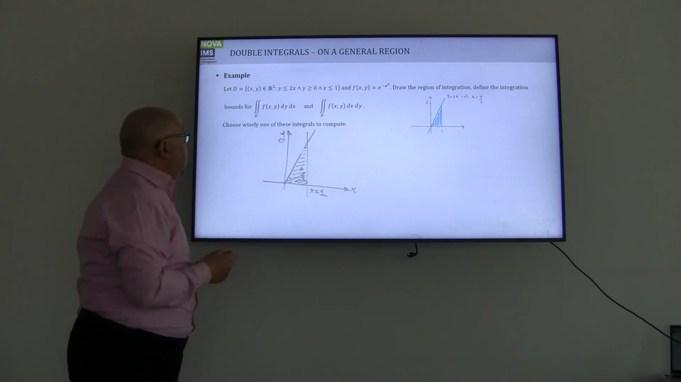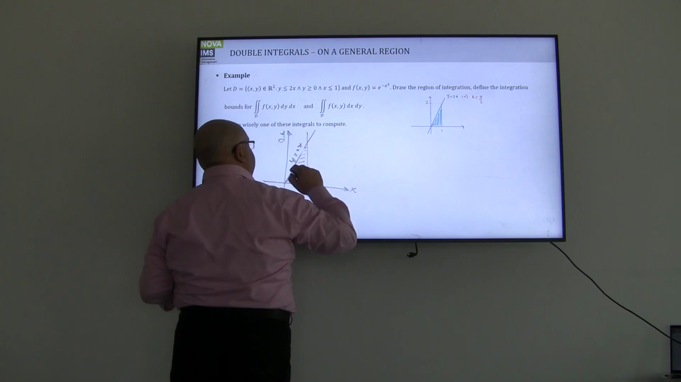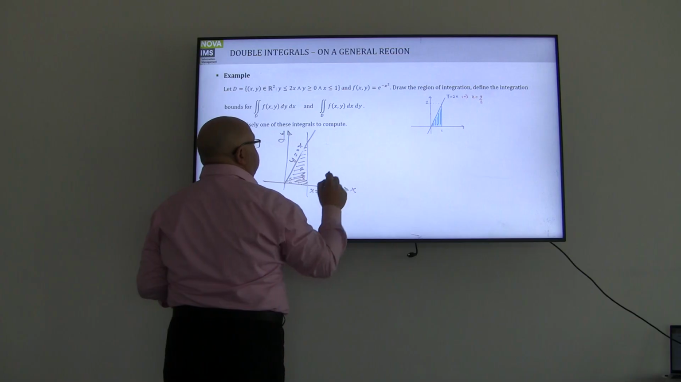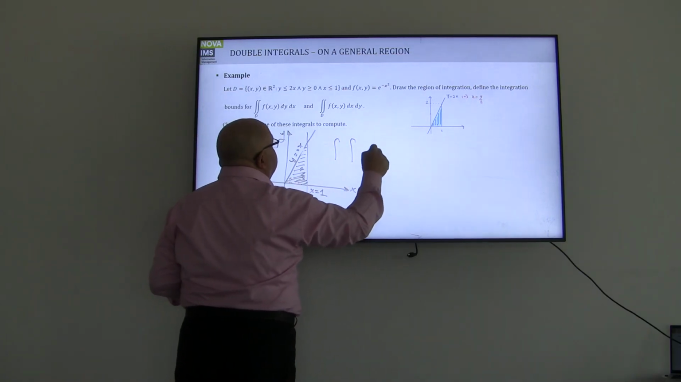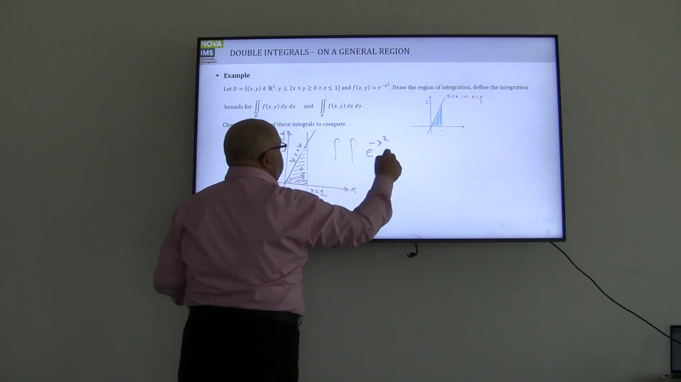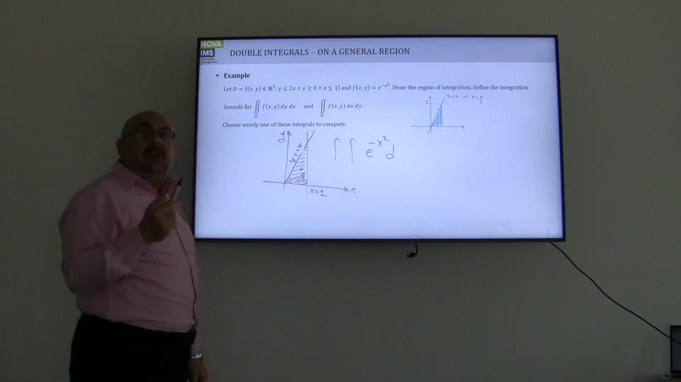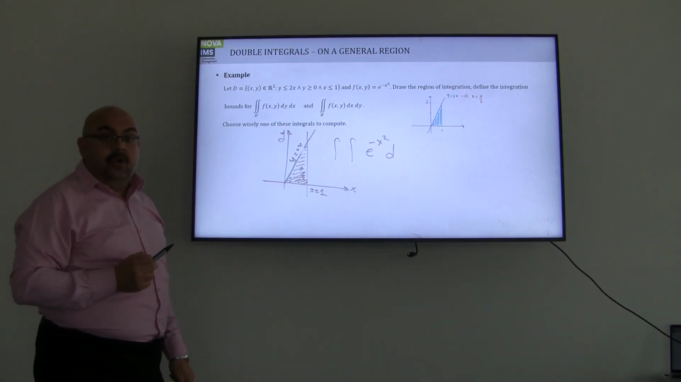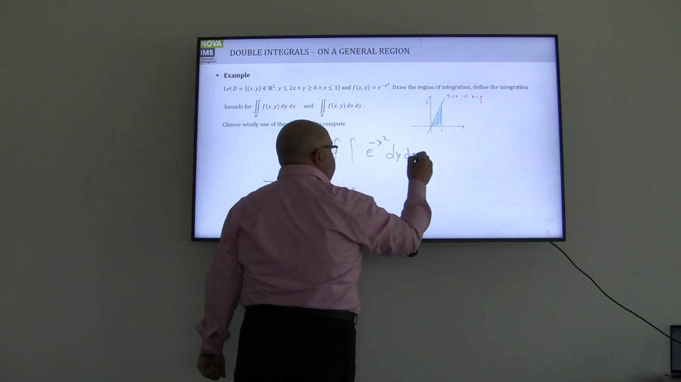So once more, I have the function y equal to 2x, I have x equal to 1, and I will need to do the double integration of e to the power of negative x squared with respect to dx dy. Yes Karim, can you do dx dy? No, you are not going to be able to do it. dy dx. Yes, you are right. So it's going to be a dy, then a dx.